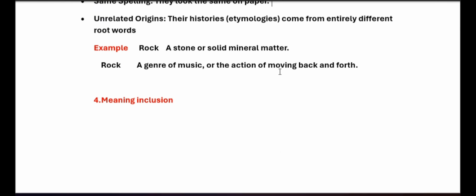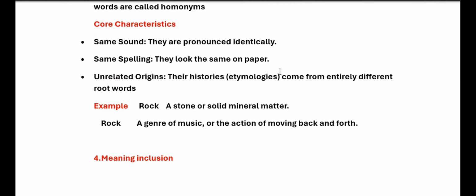Okay, let's see what are their core characteristics. They have the same sound. Okay, they are pronounced identically, and the same spelling, they look the same on paper. Okay, and they have unrelated origins. Their histories, or etymologies, come from different root words, like for example rock. Now the word rock has different meanings: stone or solid mineral matter, or a genre of music, or the action of moving back and forth. Now one rock is this, and the second rock means music.